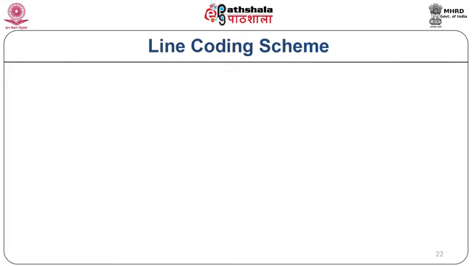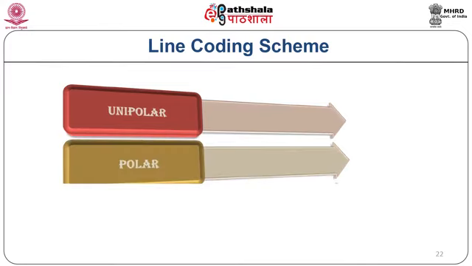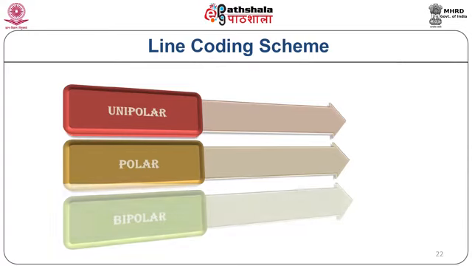Now let us see what are the various line coding schemes that are commonly used. The line coding techniques can be broadly divided into three types. Unipolar signaling: if only a single polarity of voltage level is used, either positive or negative, in addition to the zero level, it is called unipolar signaling. Polar signaling: if both positive and negative voltage levels are being used with or without a zero voltage level, then it is called polar signaling. Bipolar signaling is a line coding scheme with positive, negative and zero voltage levels.